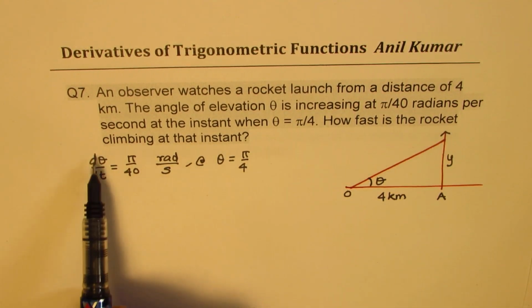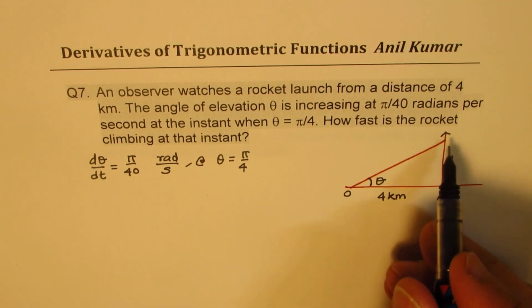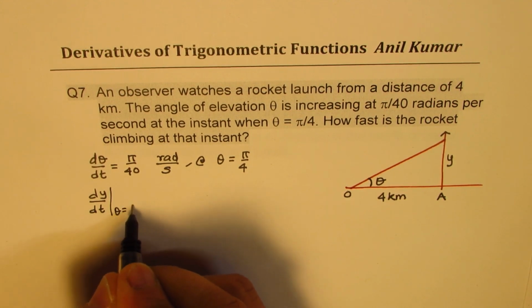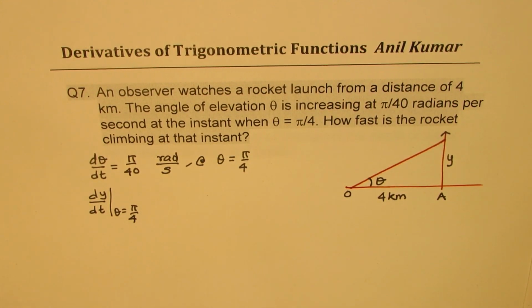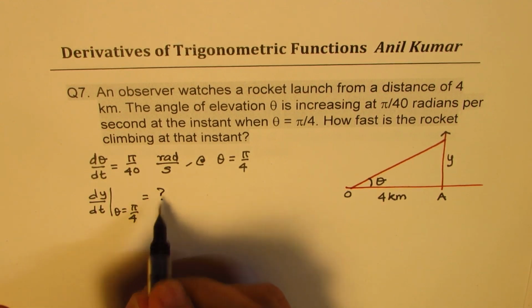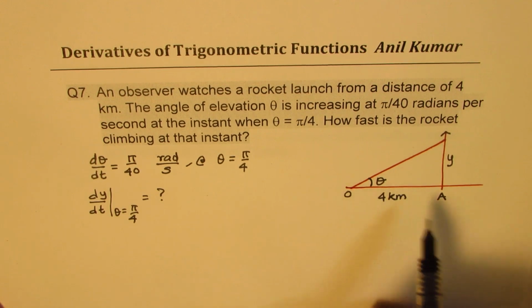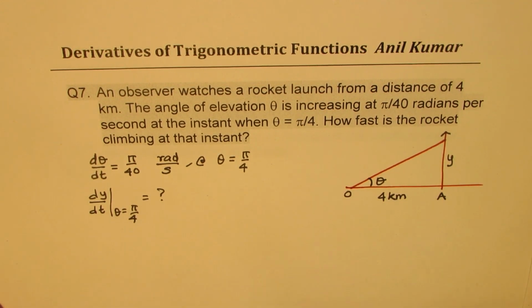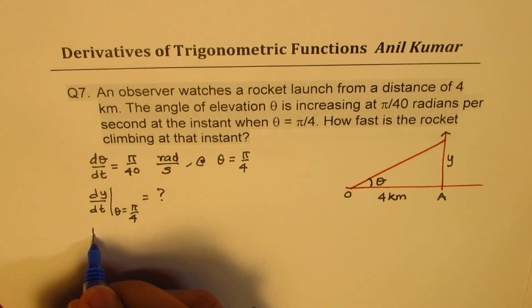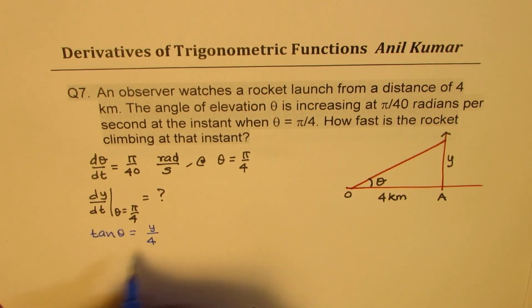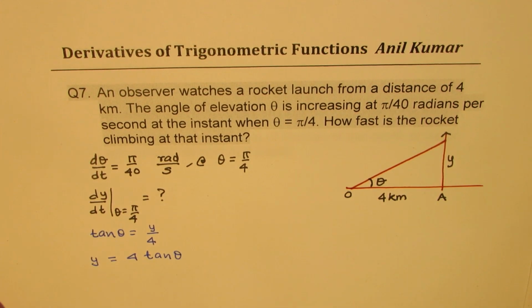How fast is the rocket climbing at this instance? So let y be the height. So we really want to find what is dy dt when theta equals pi by 4. So this is what we need to figure out. So I hope it is absolutely clear. Now, in this scenario, we can always relate with tan theta. Okay, so we have tan theta equals y over 4, or y equals 4 times tan theta. So that is the relation.